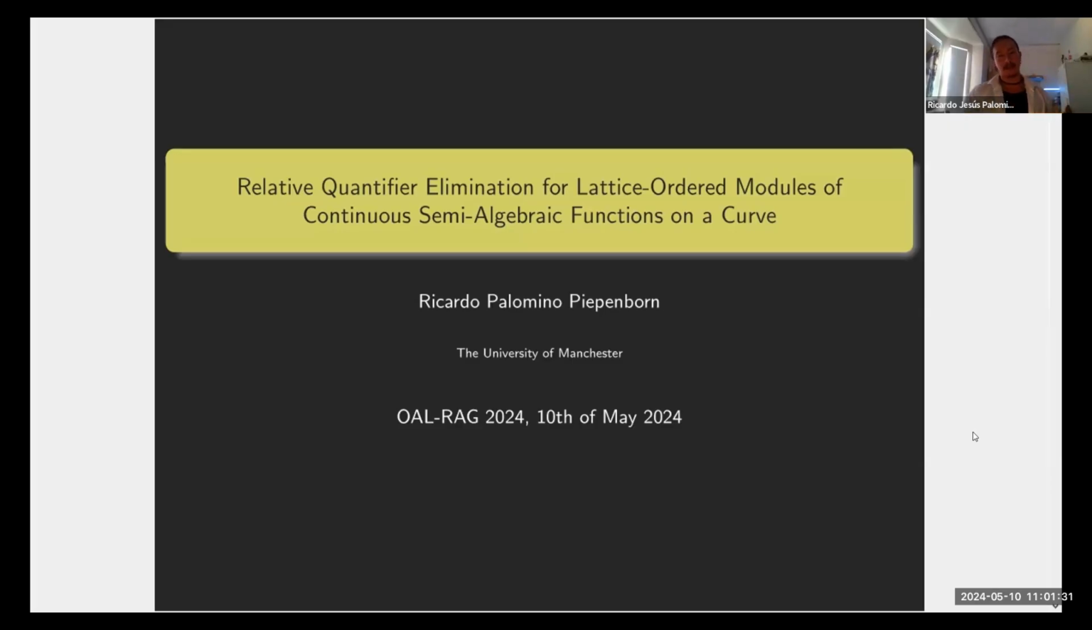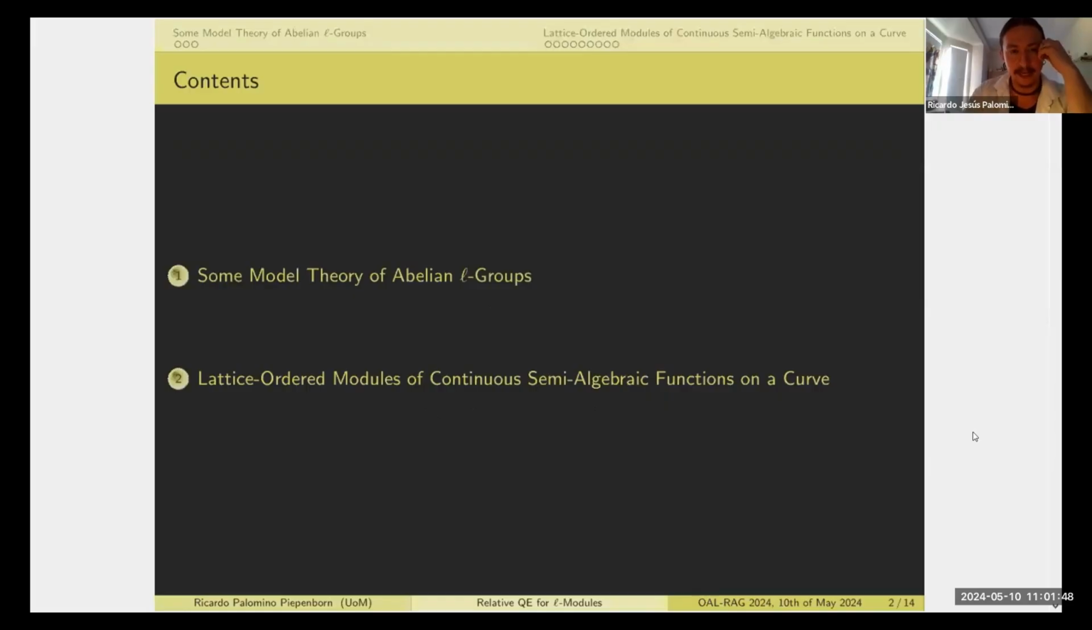So the things that I'm going to talk about today are part of my work on the PhD thesis that I've been doing under the supervision of Marcus, and that I will submit at some point by the end of this year. And so more or less the plan of the talk is the following. This is going to be a talk on using model theoretic techniques to study the first order properties of this lattice ordered module of continuous semi-algebraic functions on a curve.